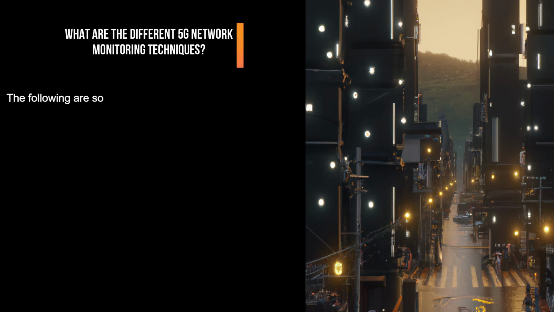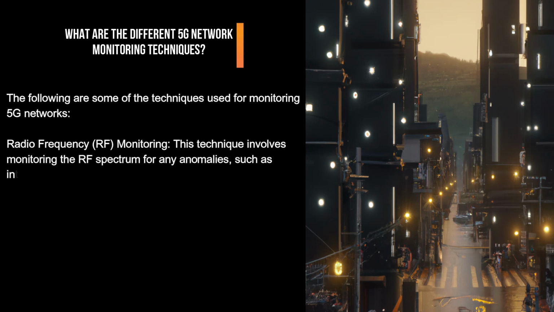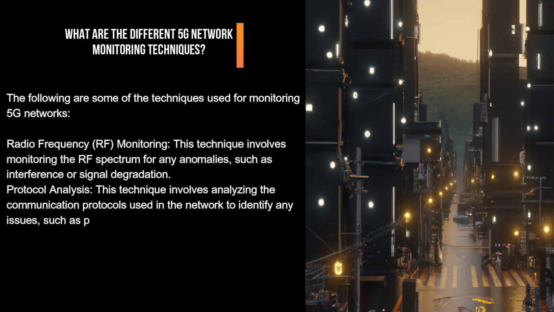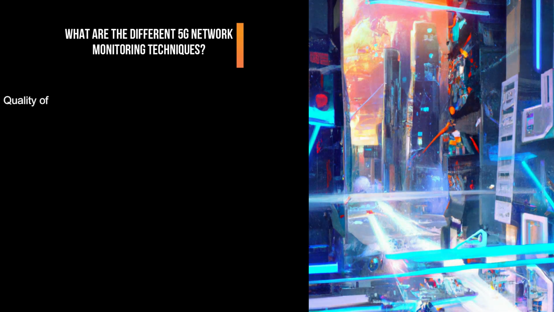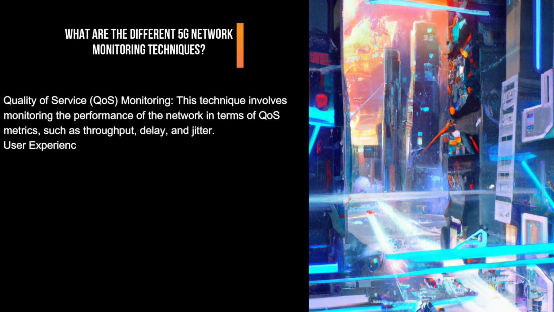The following are some of the techniques used for monitoring 5G networks. Radio frequency (RF) monitoring. This technique involves monitoring the RF spectrum for any anomalies, such as interference or signal degradation. Protocol analysis. This technique involves analyzing the communication protocols used in the network to identify any issues, such as packet loss or latency. Quality of service (QoS) monitoring. This technique involves monitoring the performance of the network in terms of QoS metrics, such as throughput, delay, and jitter.